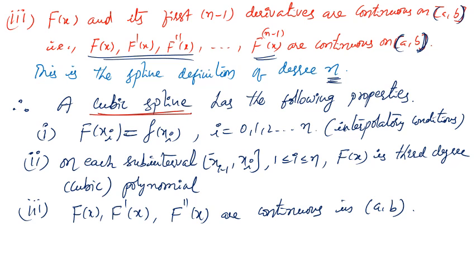Third degree polynomial. Spline means what? Not only the function is continuous, but its derivatives are also continuous. That is the meaning of spline. Now, to derive the cubic spline, let us see what the derivation is. First, let the cubic spline be defined.